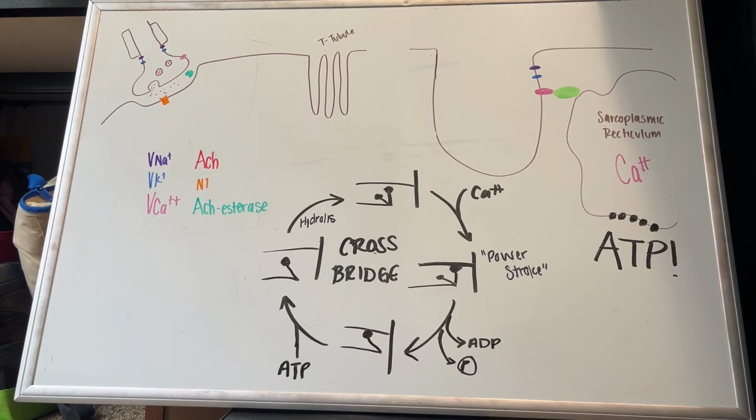As calcium levels in the sarcoplasm decrease, calcium unbinds from the troponin C, allowing tropomyosin to move back and cover the active sites on actin, preventing myosin from binding and terminating the cross-bridge cycle.